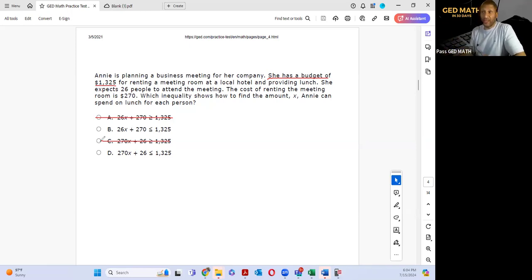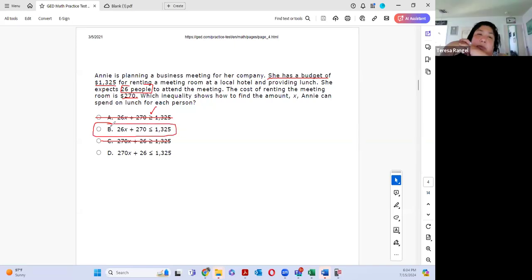So anything greater than, you look at these symbols, that's your greater than sign, you get rid of A and C right away. Second thing, this is the number that's variable. This number is going to stay the same. No matter how many people come, the room costs 270. So you already know, and you're done. That's a 15-second problem.